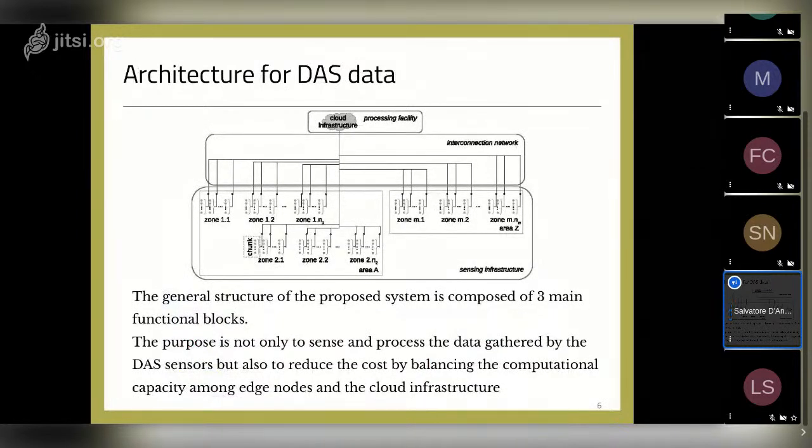The architecture built for this data collection is the classic edge architecture, where we have three main functional blocks with the purpose of collecting and elaborating the data, but also to reduce the cost by balancing the computational capacity among the edge node and the cloud infrastructure.